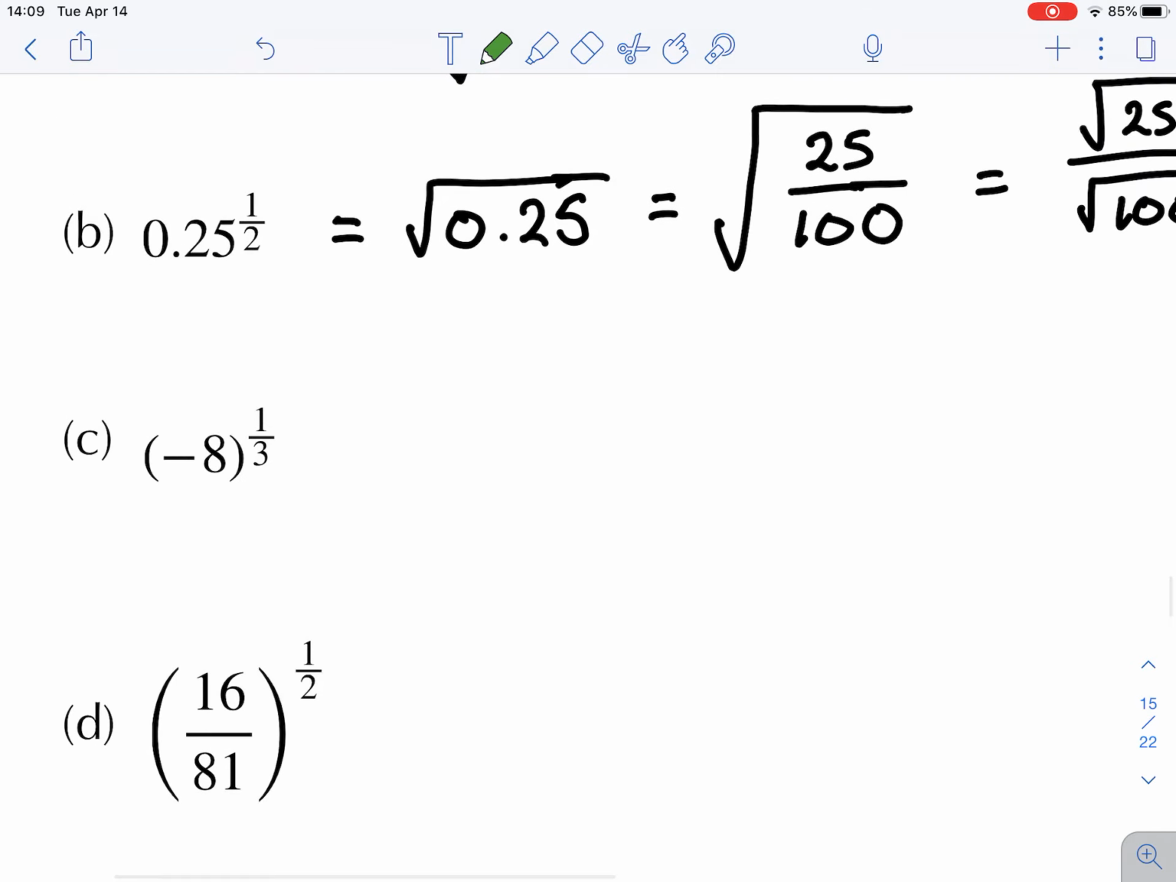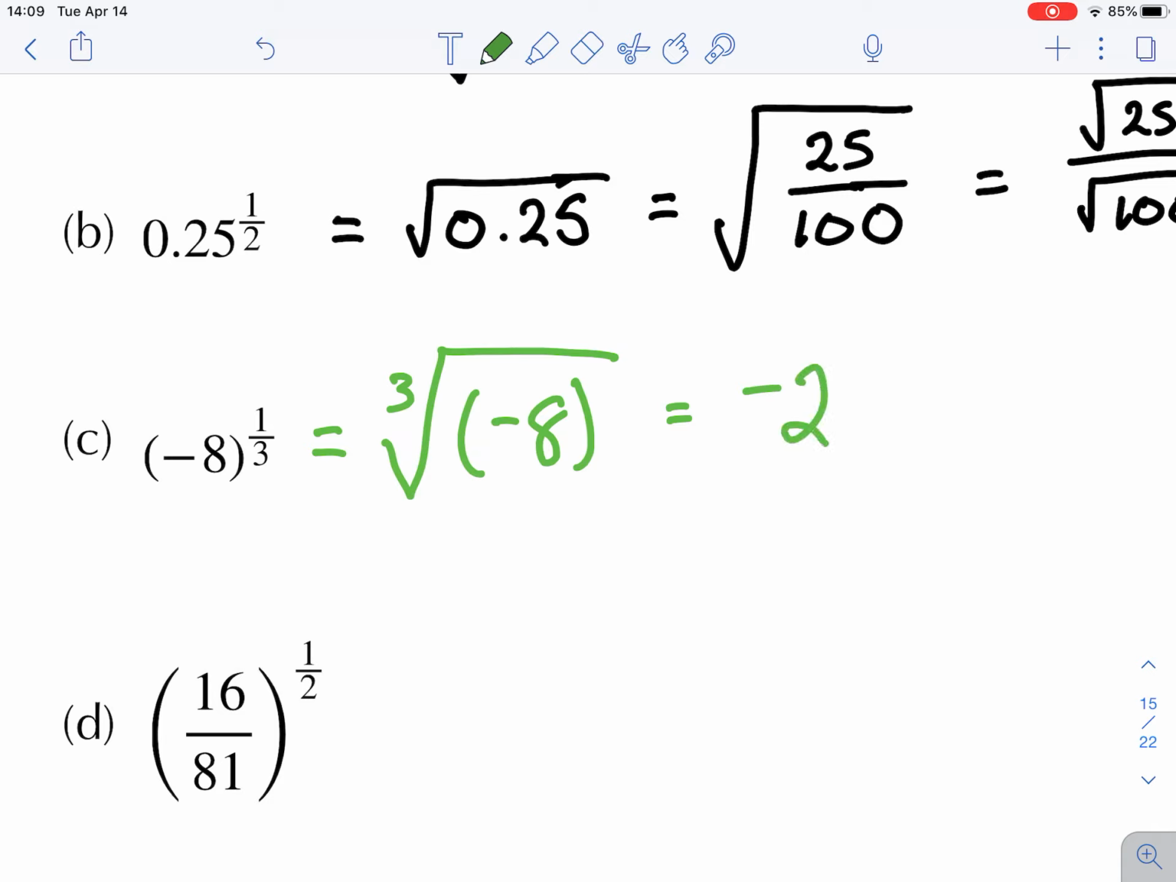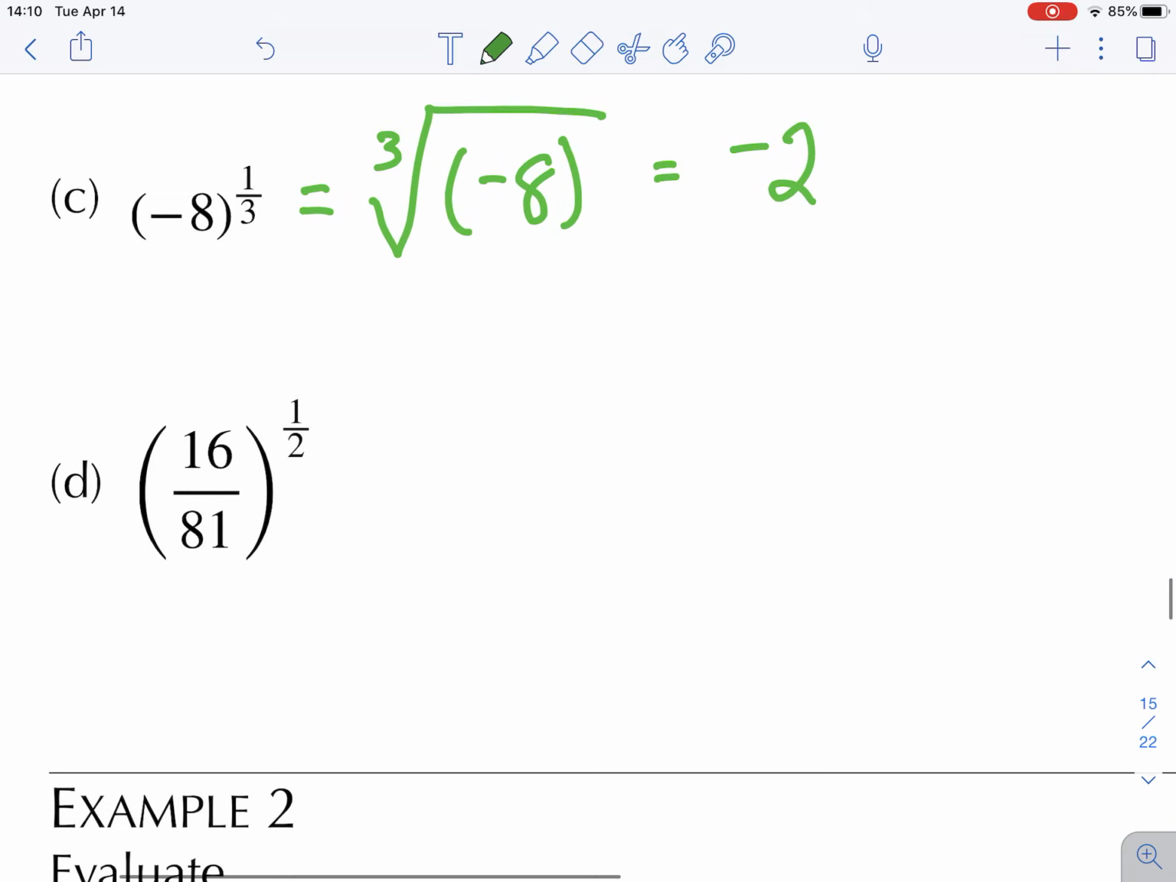All right, let's take a look at the next one. Negative 8 to the power of 1/3. This is equal to the cube root of negative 8. Now, the cube root of 8 is 2. Negative numbers also have cube roots. And the cube root of negative 8 is just negative 2. Negative numbers do not have square roots. But negative numbers do have cube roots, and the cube root of a negative number is another negative number.